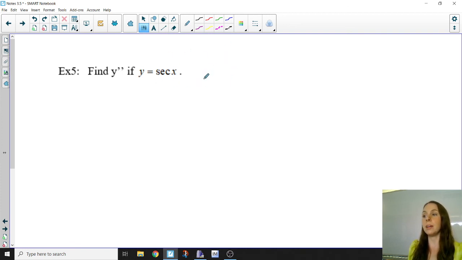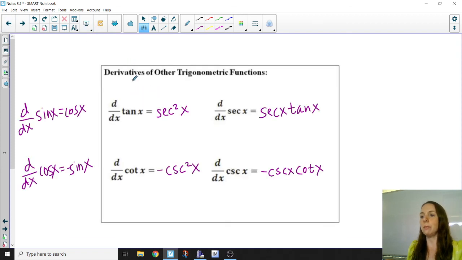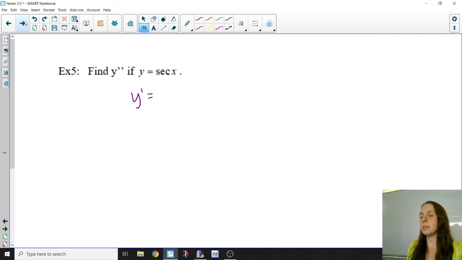Let's practice right now with this last example. Find y double prime if y equals secant x. Okay, well, to find y prime, we can just look at the information above and say, okay, the derivative of secant x is secant x tangent x. But now, to get y double prime, do not just take the derivative of secant times the derivative of tangent. This is product rule.